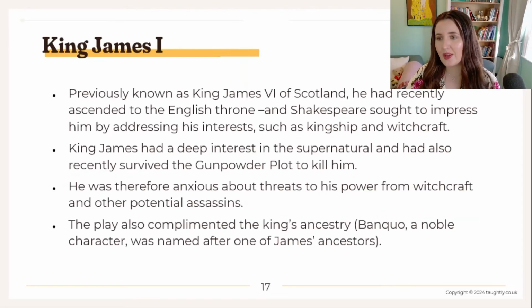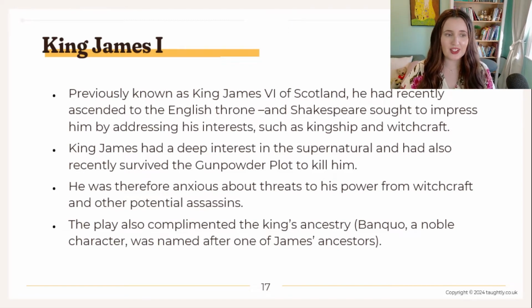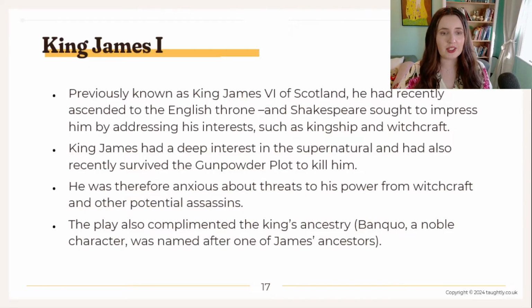So King James I. He was previously known as King James VI of Scotland. He had recently ascended to the English throne. Interestingly, he was the first king that united both Scotland and England. Now, King James I was very interested in the supernatural and in witches. He believed that they were real, and in fact he even wrote a book about the witches called Of Demonology.